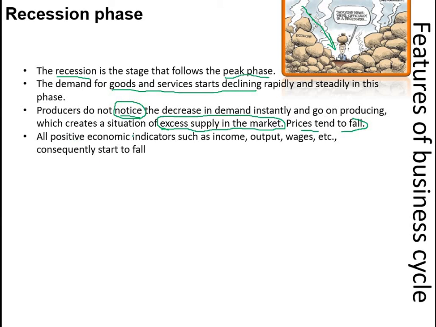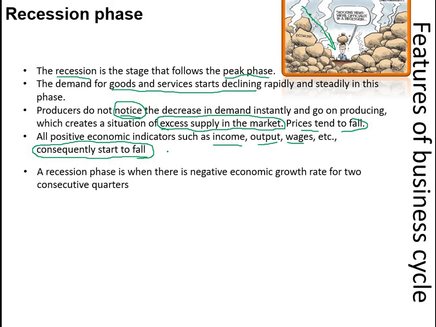So all positive economic indicators such as your income, which is the major reason for you to spend, your output, your wages, they start going down. Yes, it was nice that you were given an increment in the expansion phase, but in the recession, everything's going down because we did not make the right choices. So, in the recession phase, there's negative economic growth.